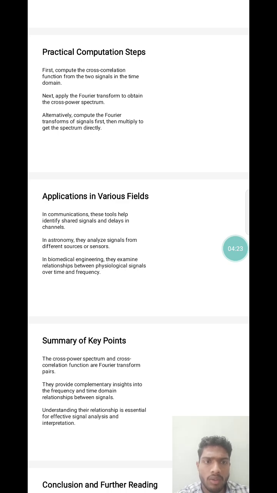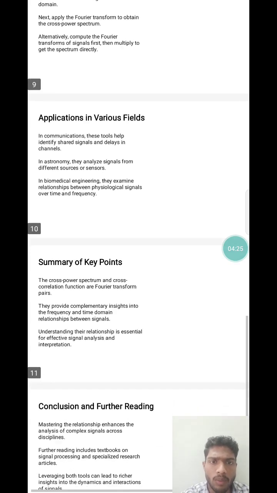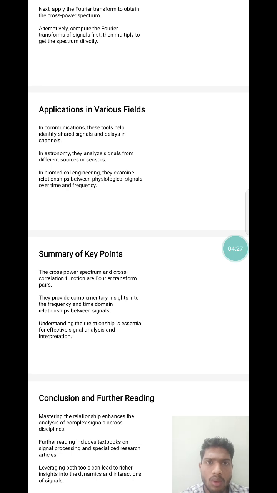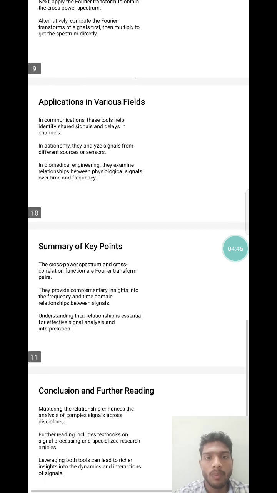Applications in various fields. In communication studies, these tools help identify shared signals and delays in channels. In astronomy, they analyze signals from different sources or sensors. In biomedical engineering, they examine relationships between physiological signals over time and frequency.